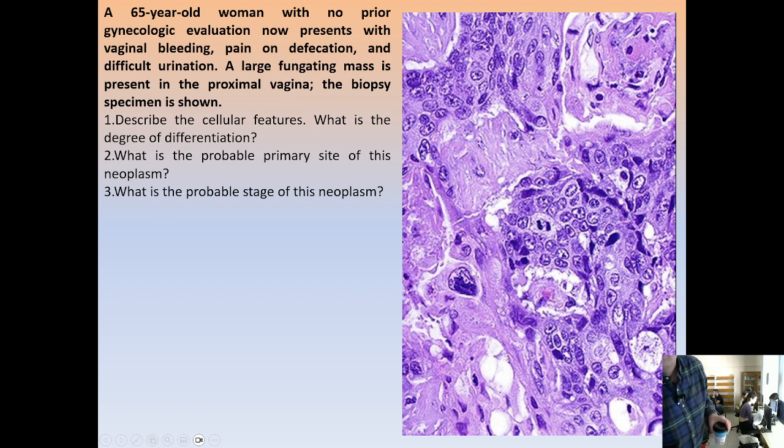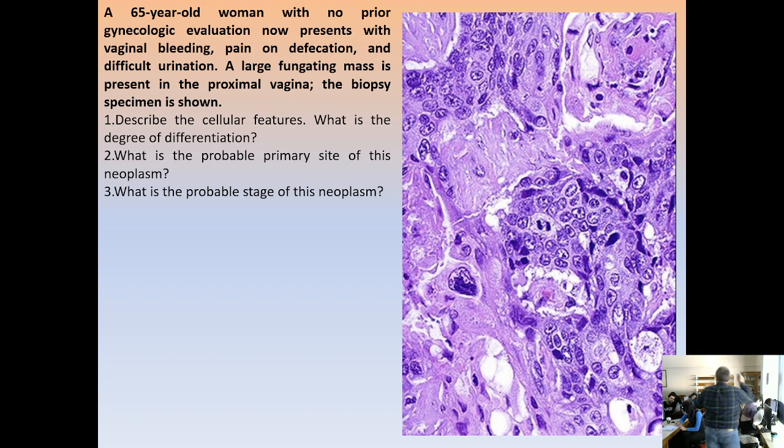Now, have a look at this nucleus. How can you describe these neoplastic nuclei? What do you think? Are they similar in size? No. This is nuclear pleomorphism. They do not look like each other.